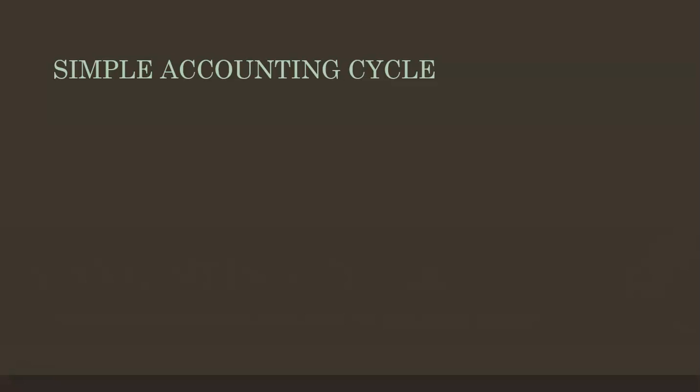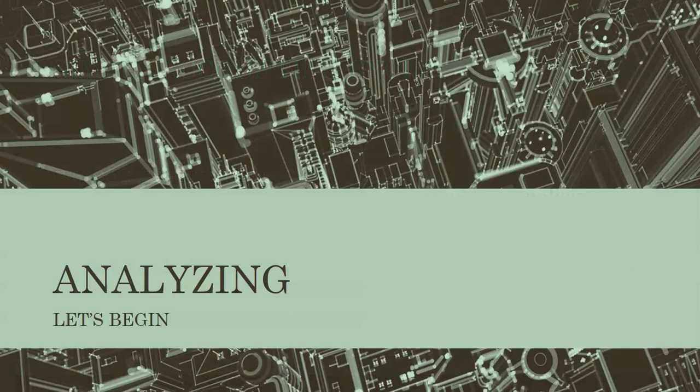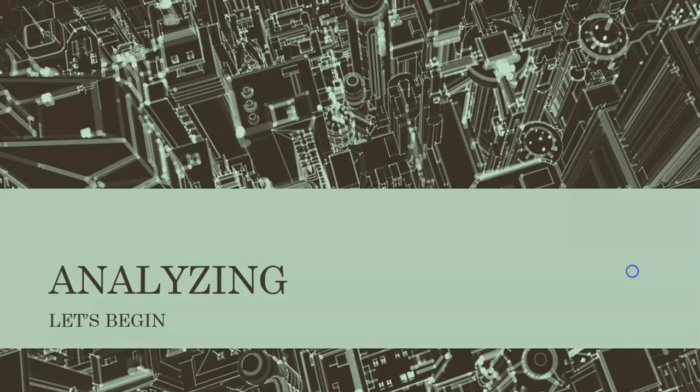This video will show you the simple accounting cycle. It is just so easy, promise. First, you have to analyze. Second, step 2, we will journalize. Step number 3, we will do the posting. After we do the posting, we will do the summarizing. And the last step, step 4, is the trial balance. Okay, so let us begin. Let us do the analyzing.